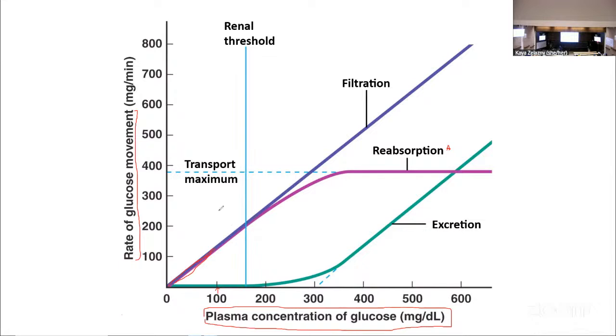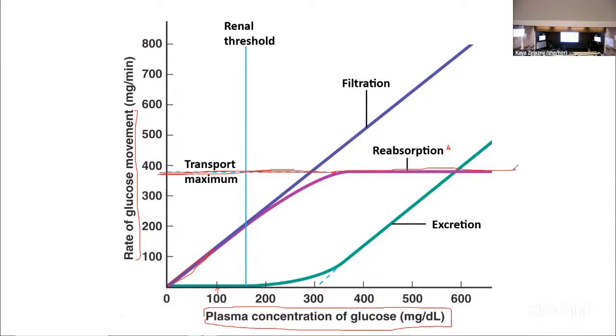So the transport maximum, we can see here, is when we hit the maximum amount of glucose that we can move back into the bloodstream. You can see that our reabsorption rate for glucose can never go above that line, because that is the maximum. That's full saturation.